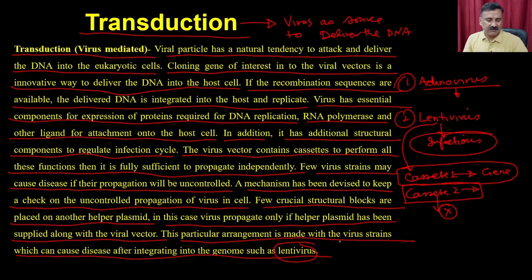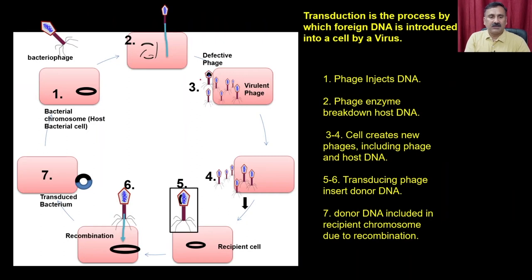So in transduction, in this case, we have taken an example of a bacteriophage. In step 1, the phage is going to inject its DNA into the host, right? Then the phage enzymes are going to break down the host DNA. And in steps 3 to 4, the cell creates new phages, including phages carrying host DNA.